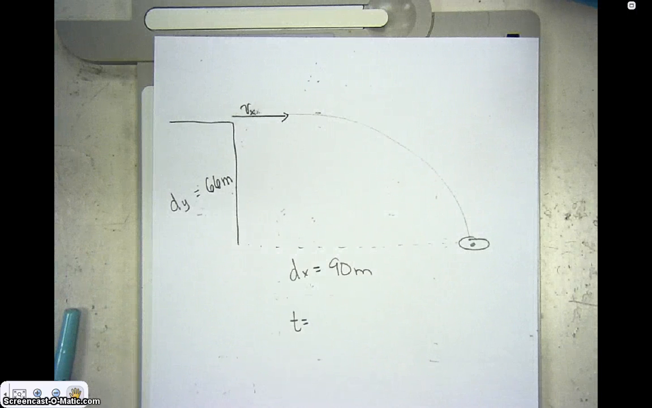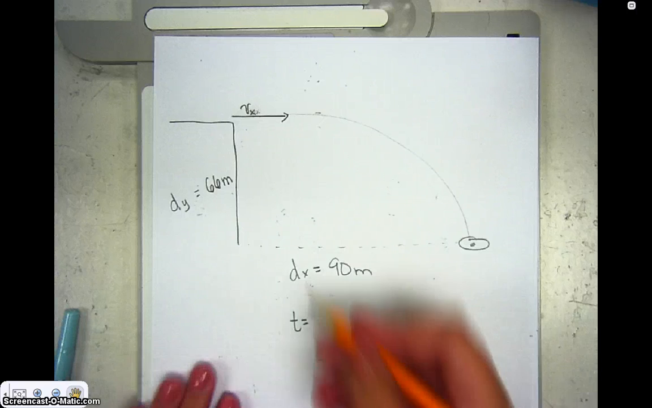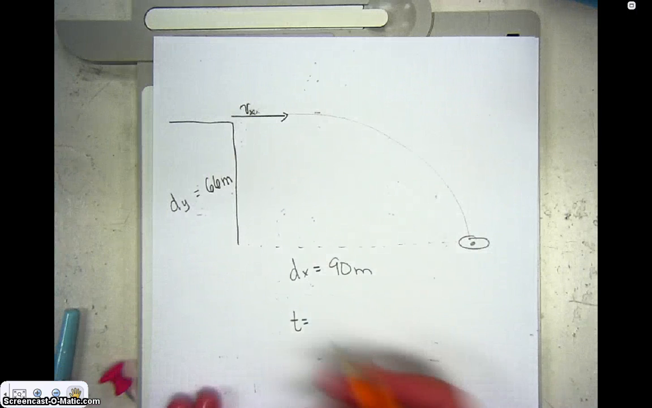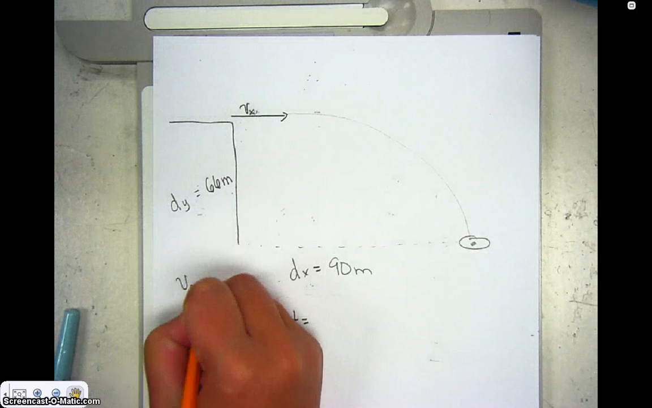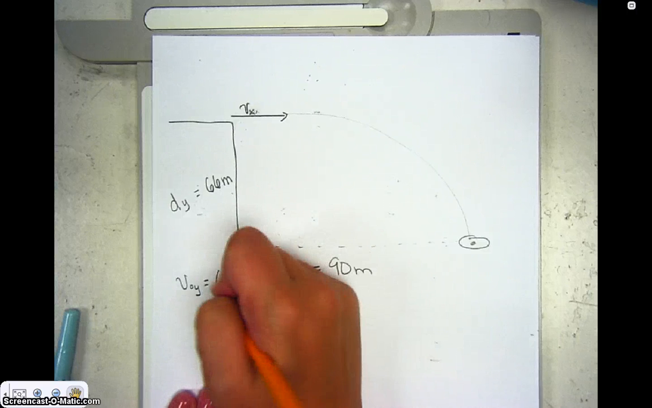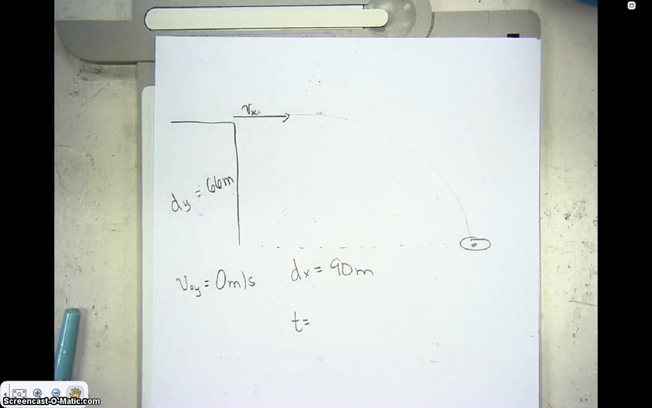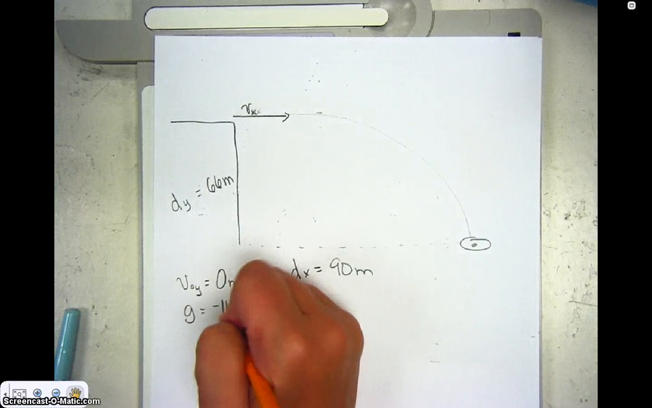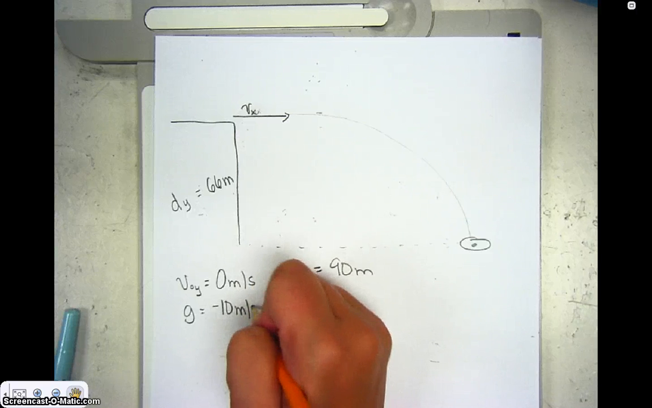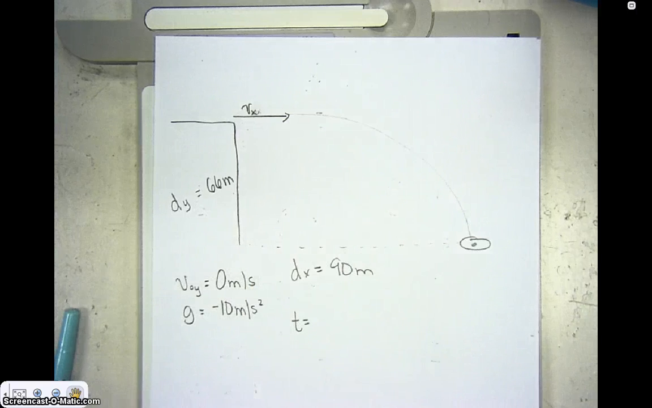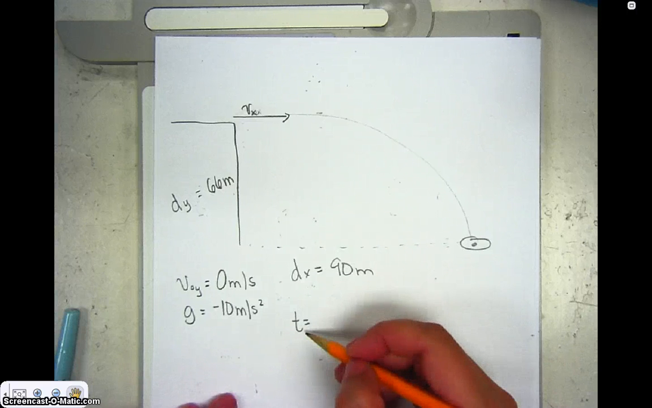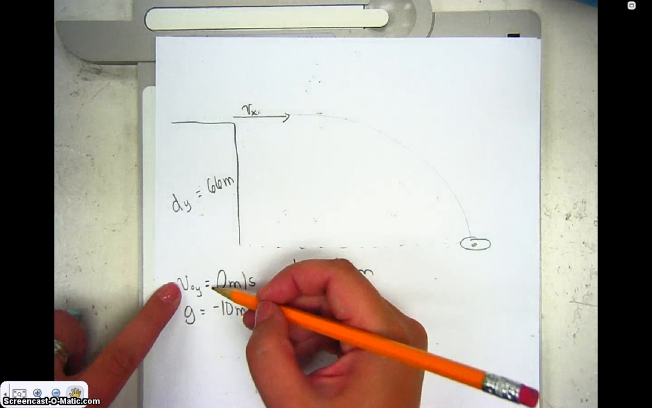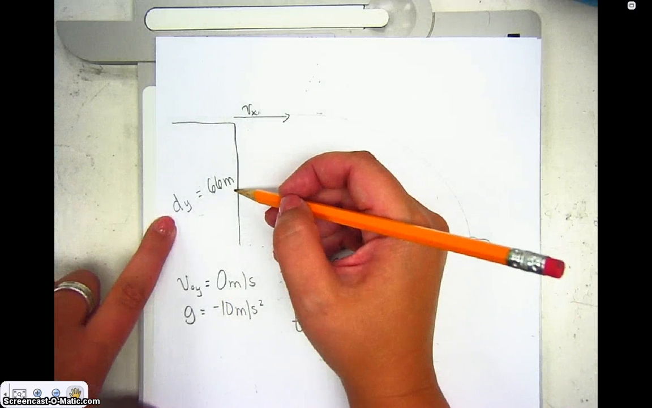In order to do this, I'm going to treat it like a dropping problem, because besides what is given here, I have some assumptions that I can make. I know that my initial velocity in the y direction is 0 meters per second, and I also know that gravity is my acceleration, negative 10 meters per second squared. So I'm trying to find time, and I have acceleration, initial velocity, and displacement.